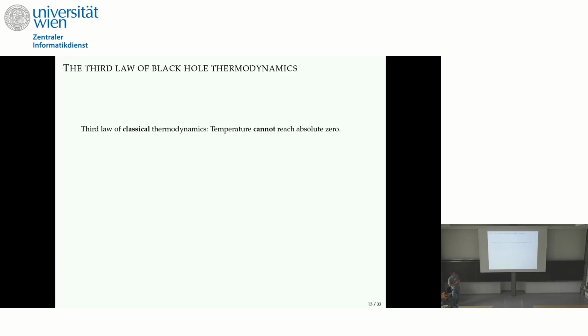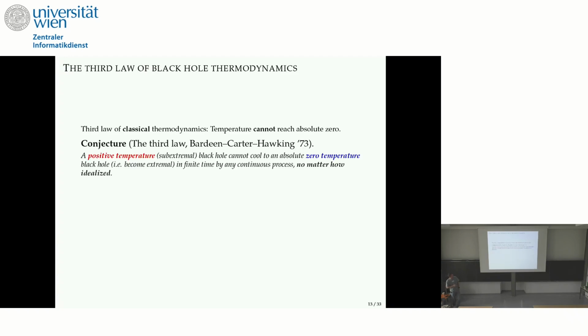Recall that the third law of classical thermodynamics states that a temperature cannot reach absolute zero Kelvin. In analogy, Bardeen, Carter, and Hawking postulate, or conjecture, that a positive temperature, sub-extremal black hole cannot cool down to an absolute zero temperature black hole in finite time by any continuous process, no matter how idealized. And those extremal black holes, which I introduced before, should only be seen as an ideal limit, but not as something which you can attain in gravitational collapse.